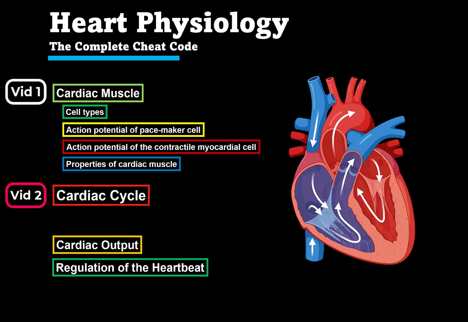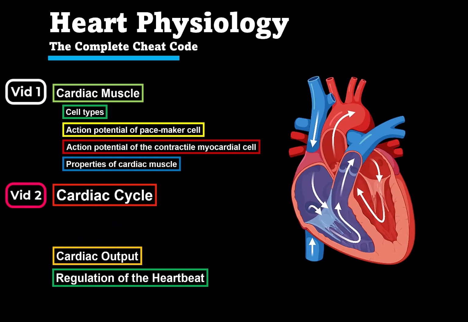In this video, we will look in detail at the cardiac cycle, draw a curve, and understand what happens at each phase. In the third video, we will cover everything you need to know regarding the cardiac output, and in the fourth video, we will cover the regulation of the heartbeat, covering all the most important mechanisms that change the contractility and the heart rate.